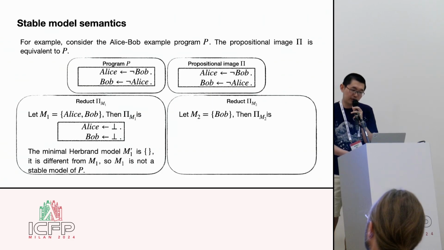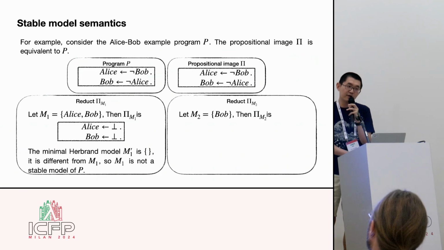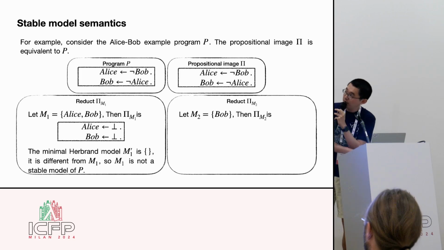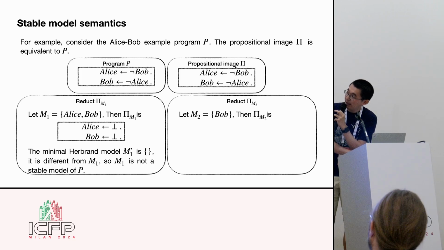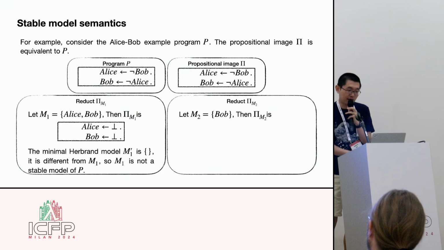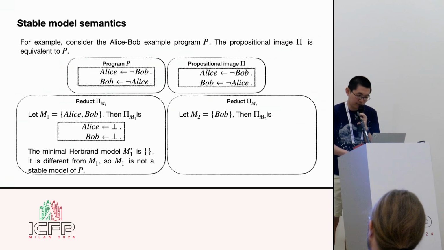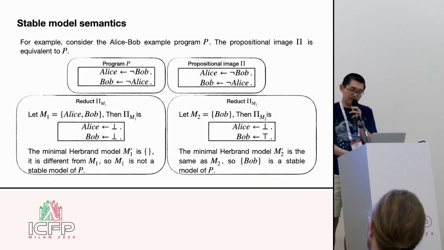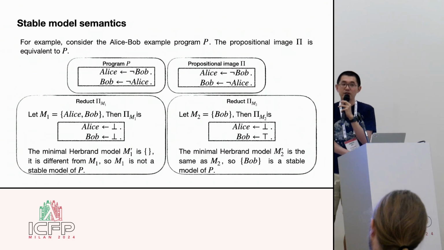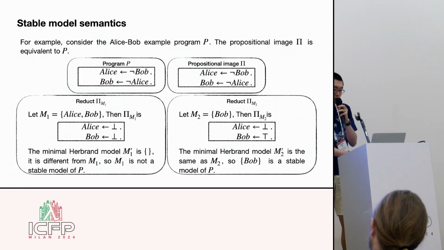Another example is, okay, how about we put Bob here as one of the interpretations. So the reduct program we create will be bottom implies Alice, and because Alice doesn't show up, it can be top implies Bob. So this is what the reduct program looks like. In this case, the minimum model of this reduct program is Bob. So it matches the M2 we used here. So it is one of the stable models. All right, so it's just one simple example.